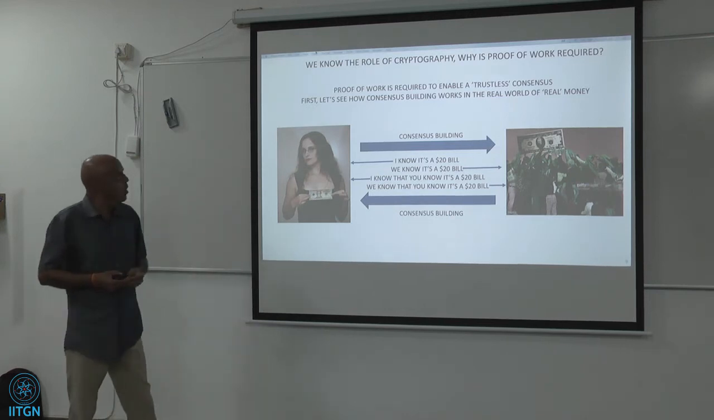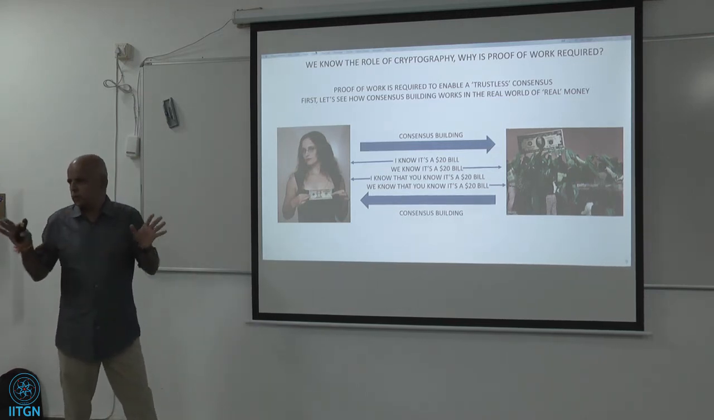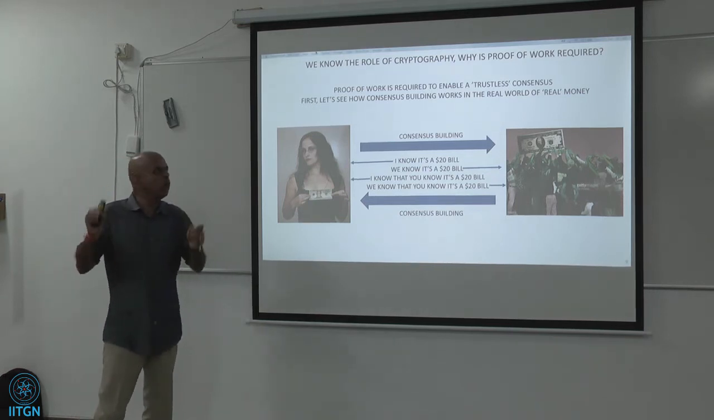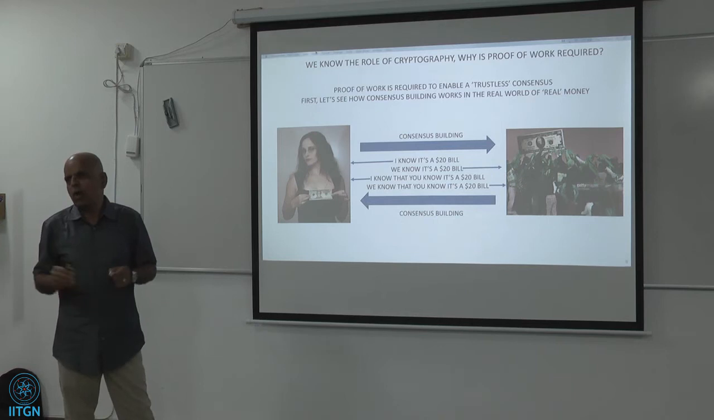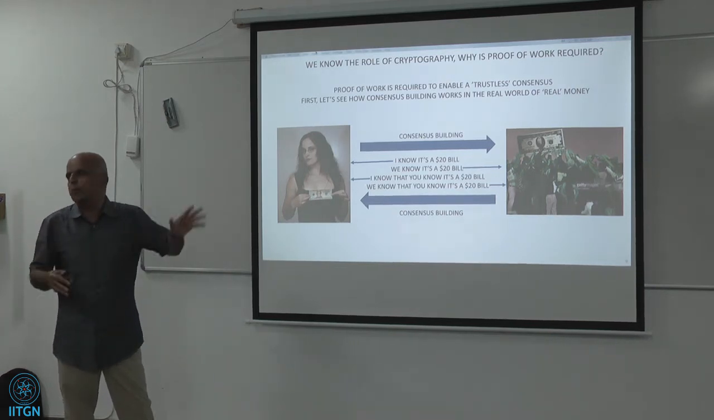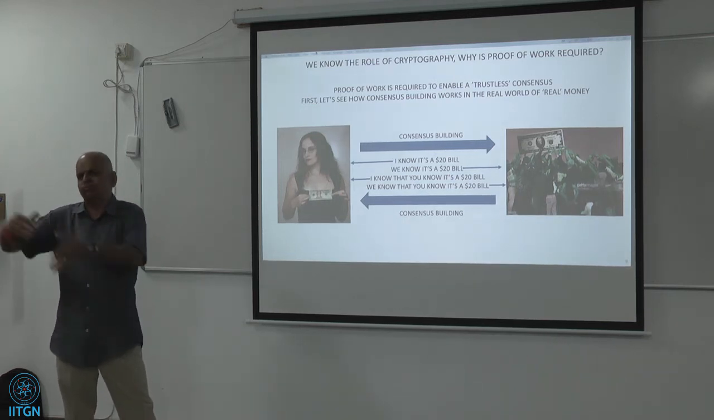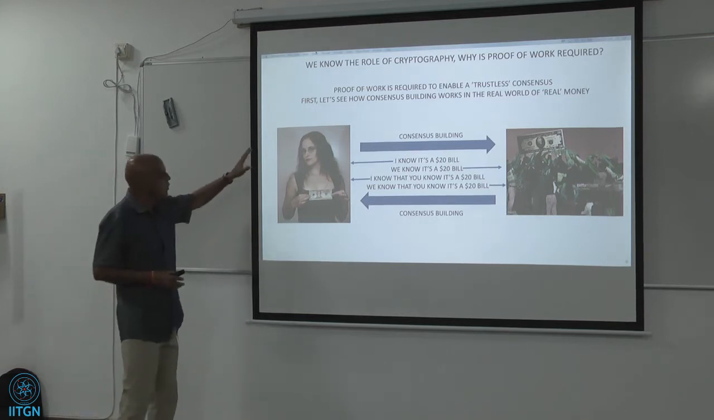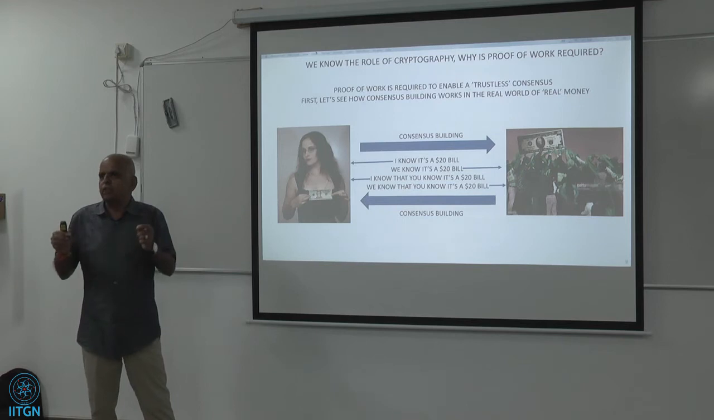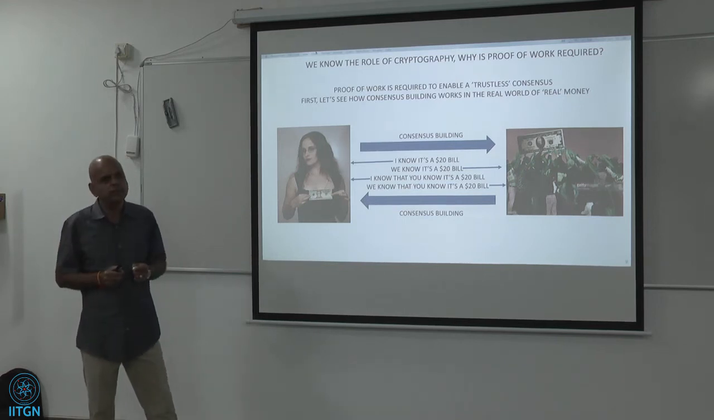Now, we know the role of cryptography to some extent, from previous slides, right? Why is proof of work required? Why is POW required? You've got to understand that really well. Every blockchain application will depend upon the key concept: proof of work, proof of stake, proof of something else, okay? So, proof of work is required to establish a trustless consensus.